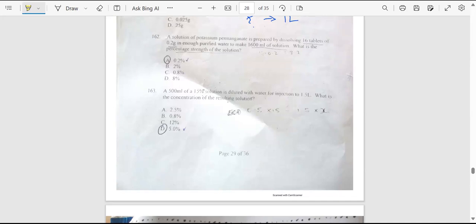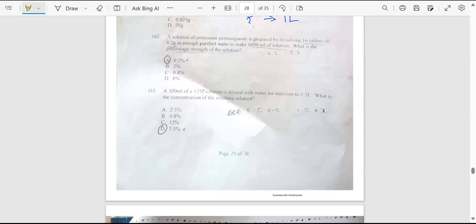What do you guys think? Oh yeah, Edu. So we get 3.2 grams, dissolved to make your solution of 1600 mLs, and for percentage strength, it's grams in 100 mLs. So if you have 3.2 grams in 1600, what about in 100?